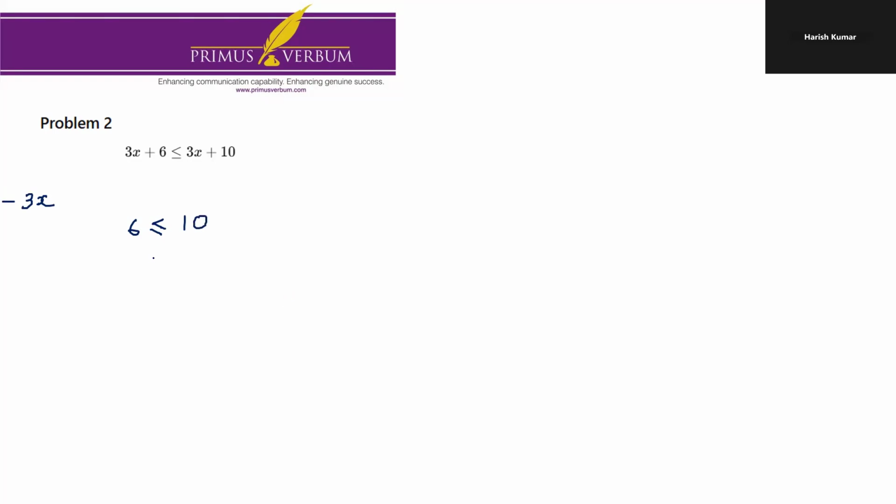Now, this is always true. Irrespective of the value of x, 6 is always equal to or less than 10. And this is a true statement. Okay, this is a true statement. So, the important thing to understand is this is always true no matter what x is.